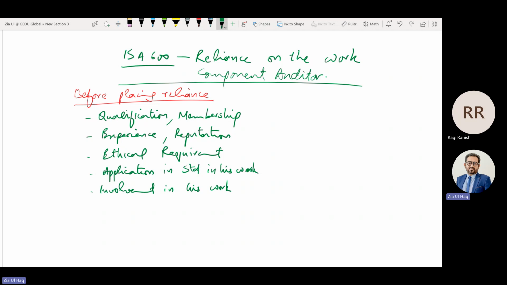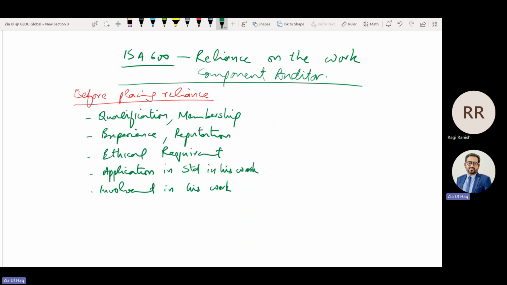So before placing reliance on the work of a component auditor, we should check his qualification. How can we check his qualification and membership? For qualification, we can inspect his qualification certificates, and for membership, we can confirm from the professional body. How can we check the experience of the component auditor? Through the company profile we can check: how long they have been operating, how many clients they have audited in the past, and what kind of companies their clients are. Reputation, how can we check that? By taking knowledge from the industry.